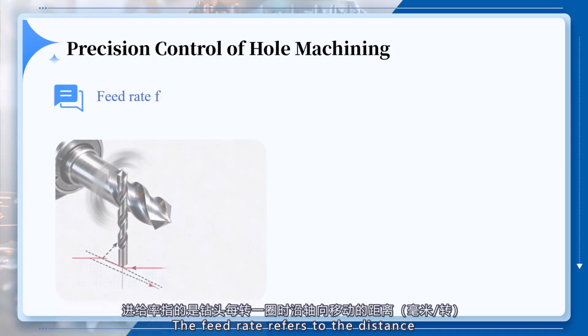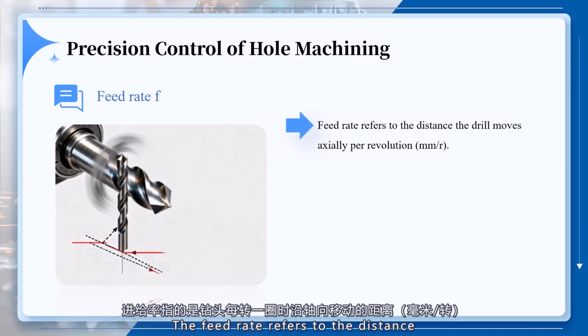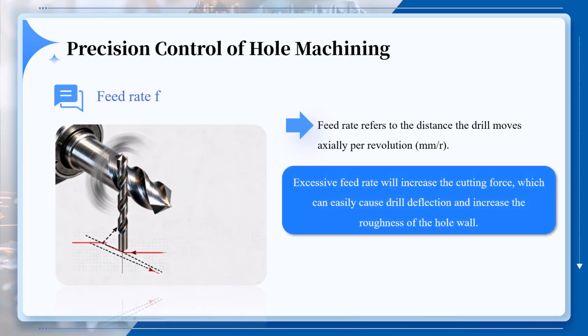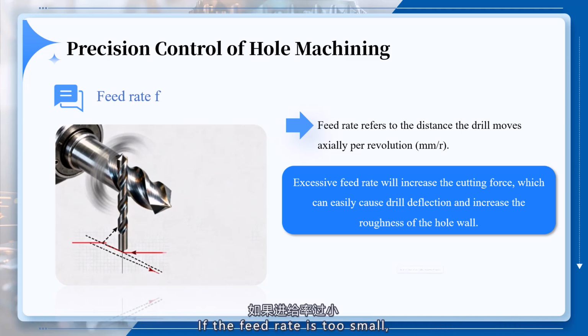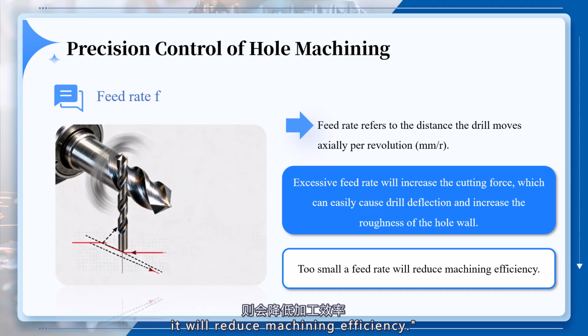Feed rate. The feed rate refers to the distance the drill bit actually moves per revolution, in millimeters per revolution. If the feed rate is too large, it will increase the cutting force, which can easily cause drill deflection and increase the roughness of the hole wall. If the feed rate is too small, it will reduce machining efficiency.